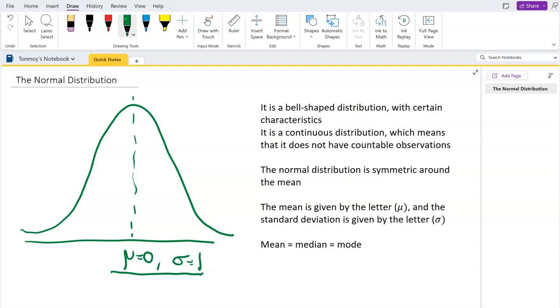In what cases do we use the normal distribution? We normally use it to find probabilities, which means that supposing something is distributed normally, I may want to find the probability that the number is going to be below a certain value, or the probability that a certain number is going to be above a certain value, or the probability that a number is going to be in between certain values.